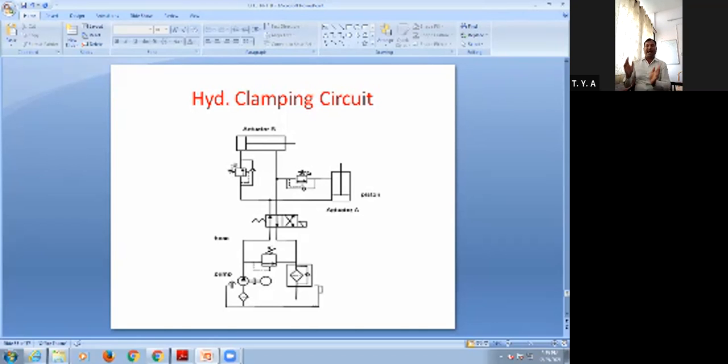At one cylinder or actuator, your extension stroke will happen, and another will move forward horizontally, and second, this actuator A will lift. For that purpose a 4x2 direction controller and flow controller are used. Getting it? So this is a circuit diagram for hydraulic clamping application. Please have a look.